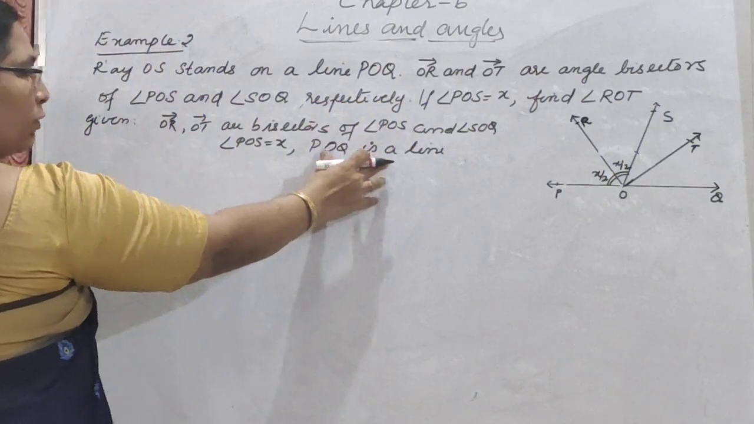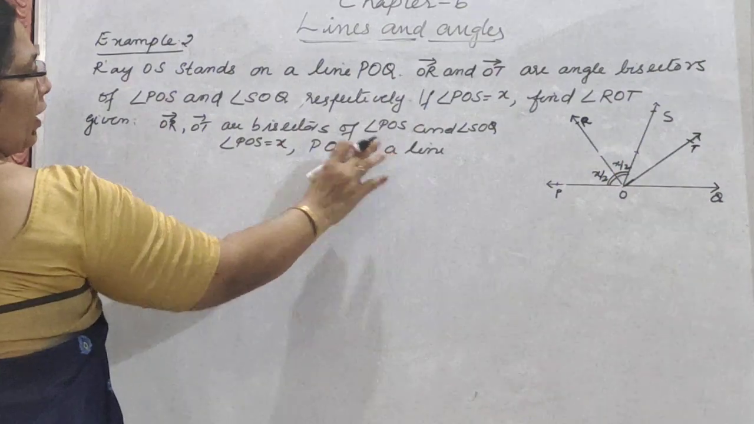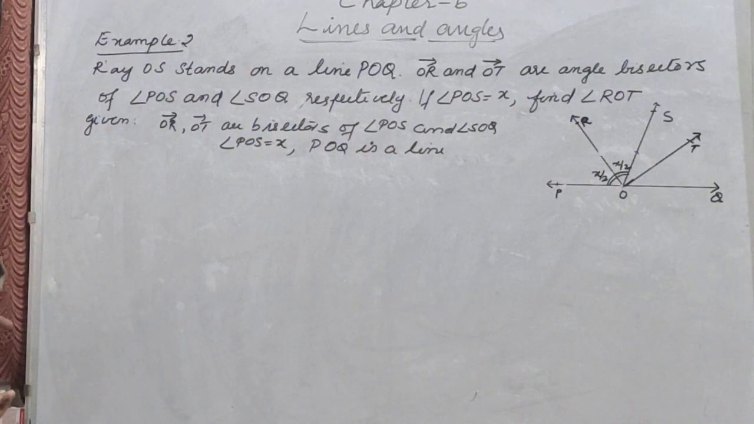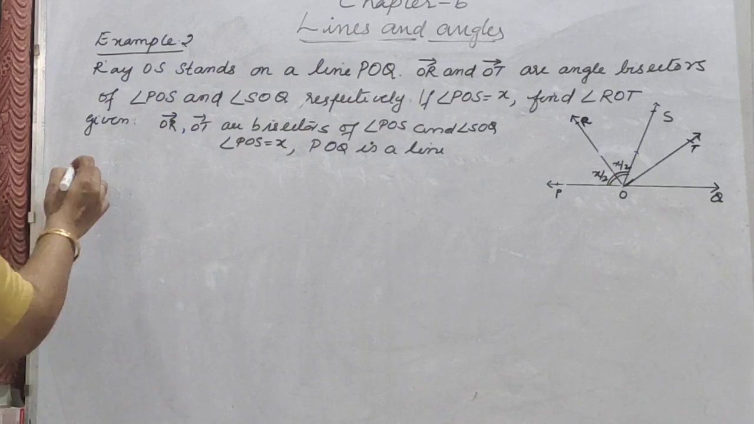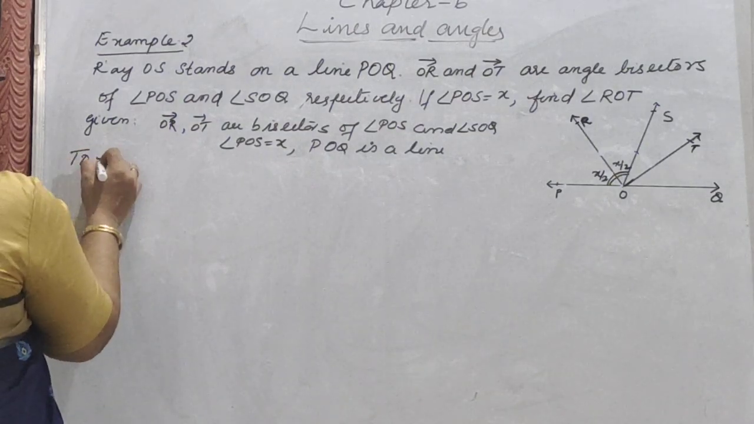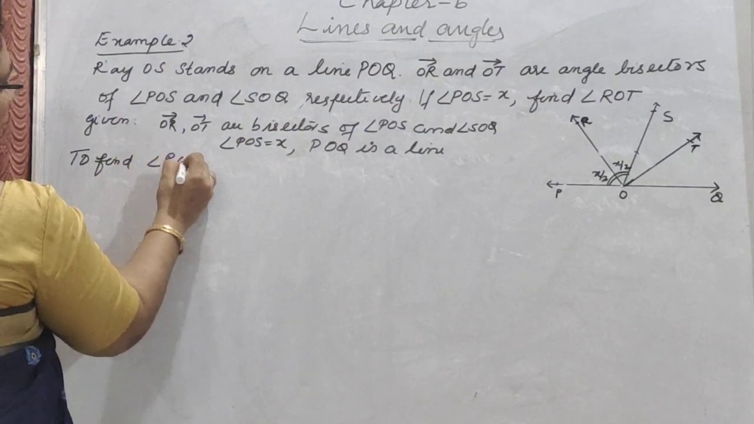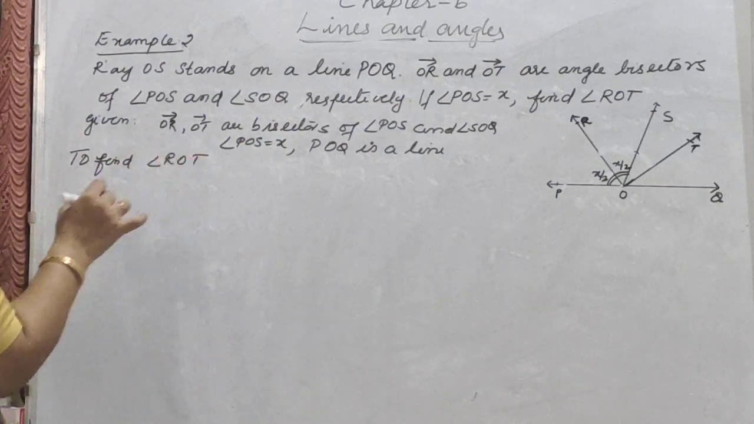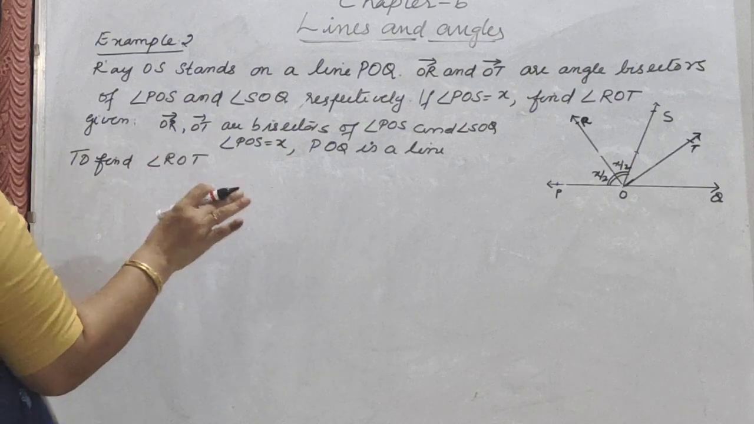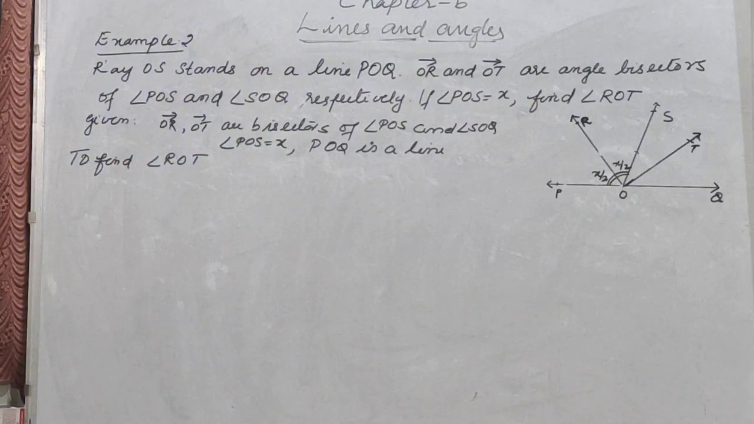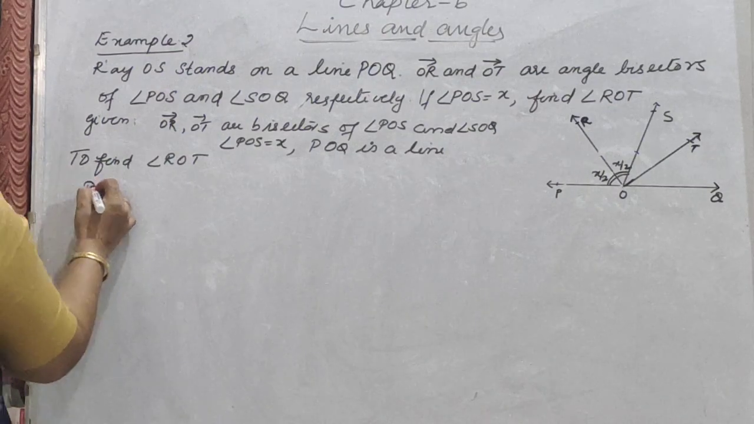Just if you write one line also it's sufficient. Suppose you have written POQ is a line, something to be mentioned here if in case the time is less in exams. So what is to be found is angle ROT. No construction because we have already done whatever is given in the question only. Now we'll start the proof.